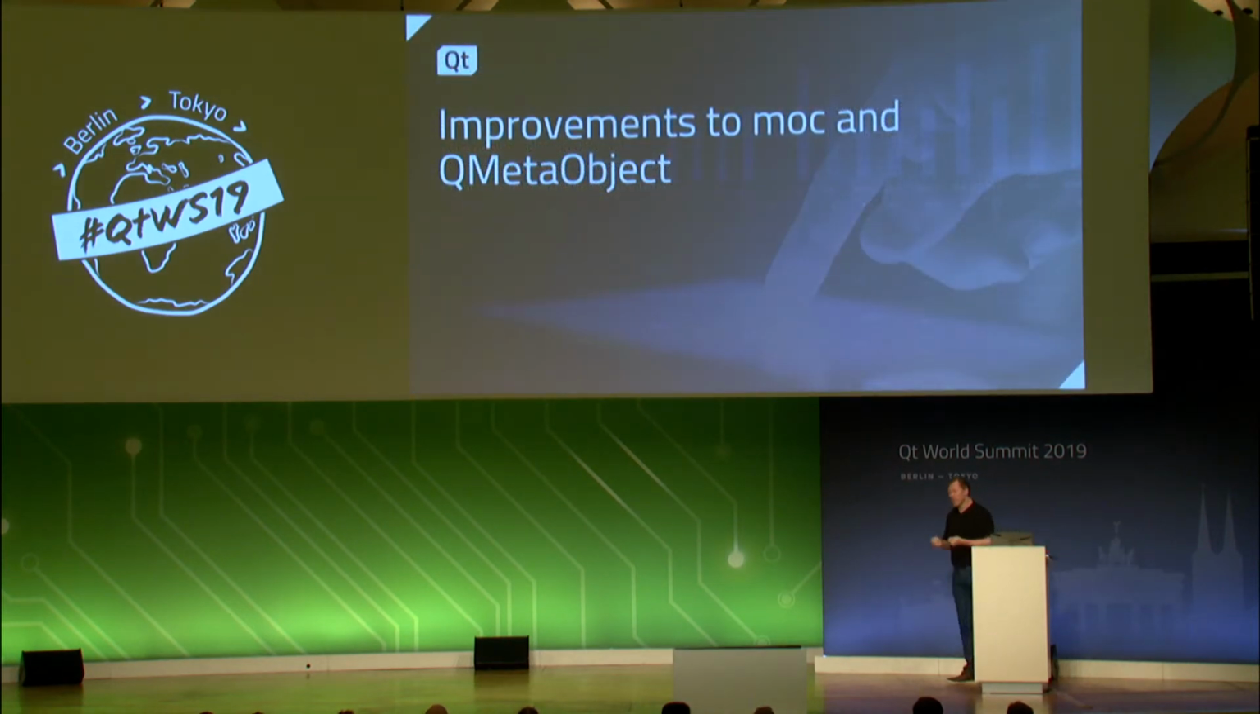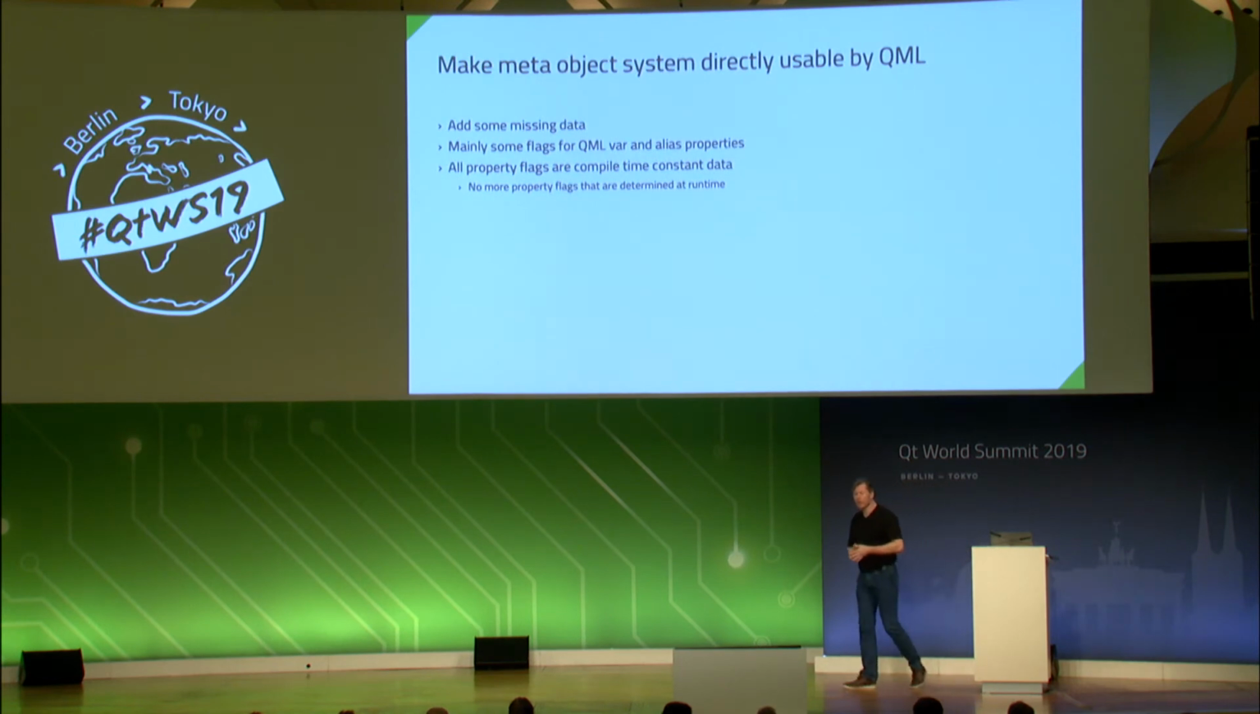There'll also be some improvements to the moc and the meta object. Those of you who haven't been in the last talk heard a little bit about some of those things in there. I want to improve some of the things in there. The first thing is I would like to make sure that the meta object system is directly usable by QML.